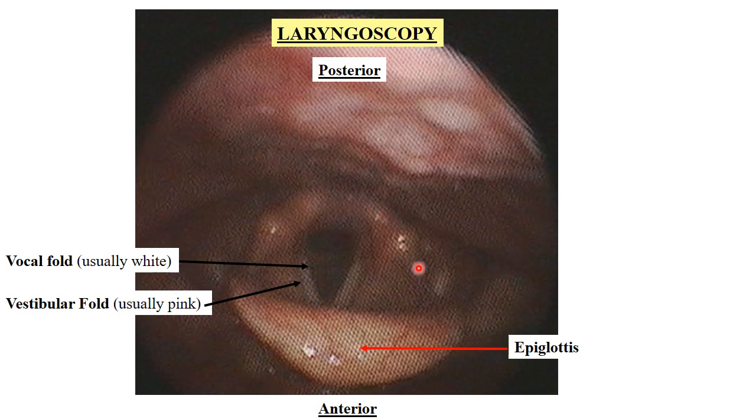So we go in through the laryngeal inlet right here, and then we find ourselves inside the vestibule, which is the space right about here. And I see a little pink fold here and a little pink fold there. These are the vestibular folds. The mucosa is well vascularized. That's why it appears pink.